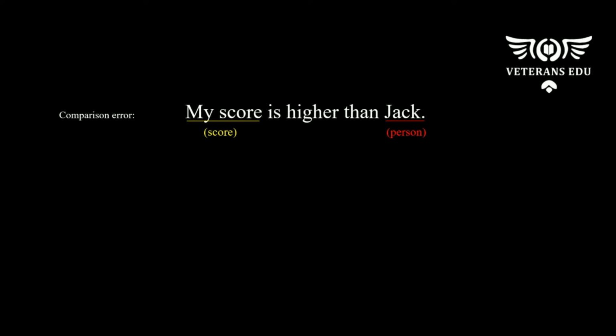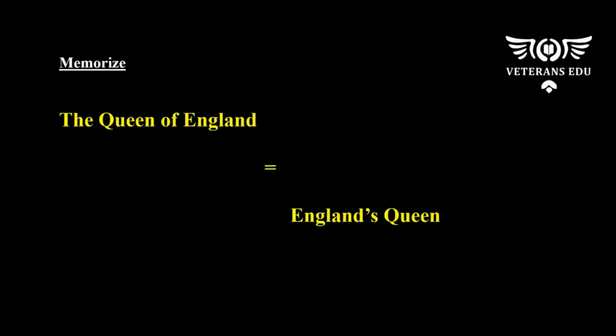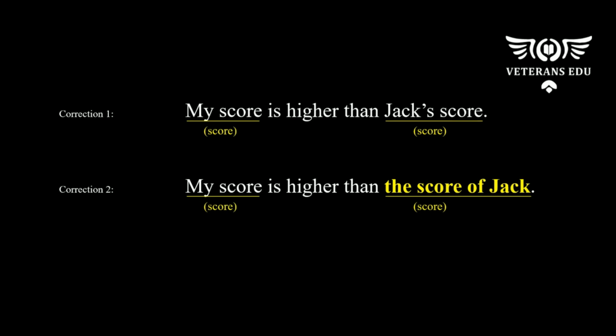There are many ways of fixing a logical comparison. Option number 1, my score is higher than Jack's score. Option number 2 involves the fundamental I've just taught you. If Queen of England equals England's Queen, and if England's Queen equals the Queen of England, another way of writing Jack's score would be the score of Jack. Therefore, I can always write it like this. My score is higher than the score of Jack. And both sentences on the screen are grammatically correct, making a logical comparison.